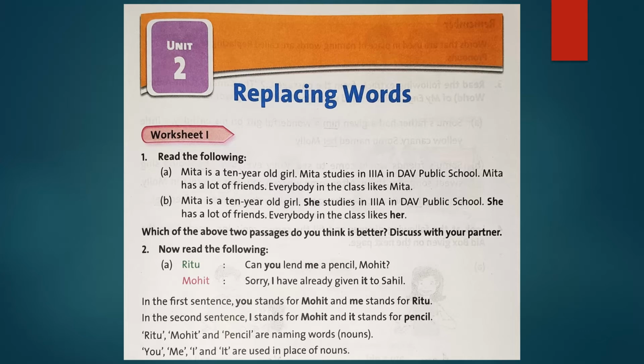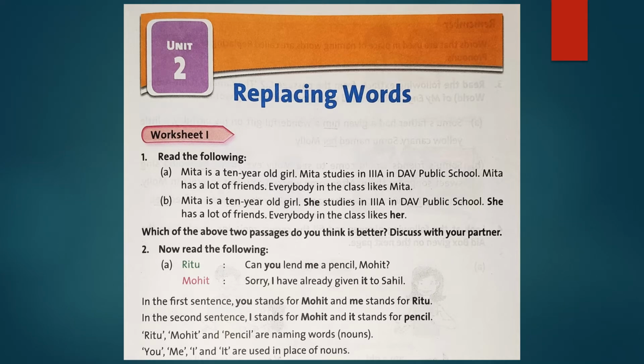Next one. Meeta is the same one; we have written it in a different manner. Meeta is a 10-year-old girl. She studies in class 3A in DAV public school. She has a lot of friends. Everybody in the class likes her. So, what difference do you observe, children?